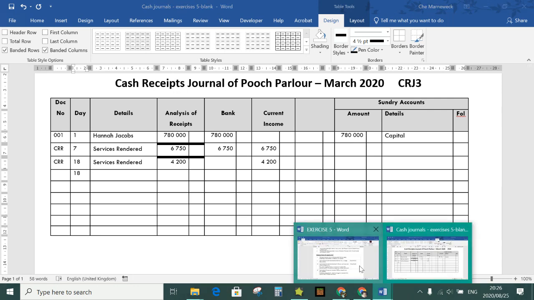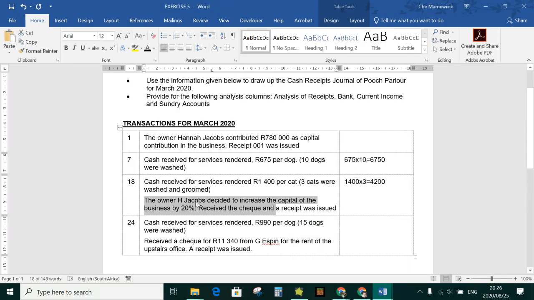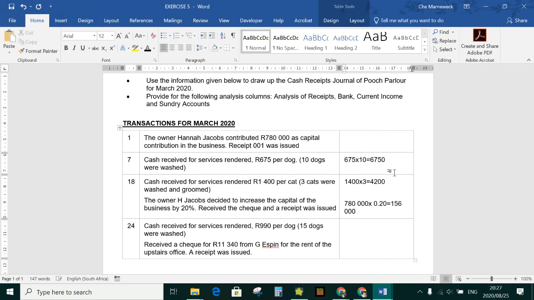And we read the transaction and it says the owner, H. Jacobs or Hannah Jacobs, decided to increase the capital of the business by 20%. Received the check and receipt was issued. So we're going to have to work out. Originally, she put 780,000 Rand in, and we're going to multiply that by 20%. So either 0.20, or you can say times 20 divided by 100, and your calculator should give you 156,000.